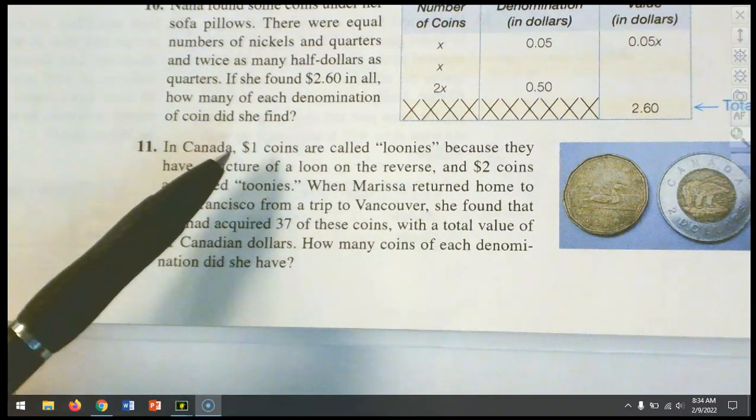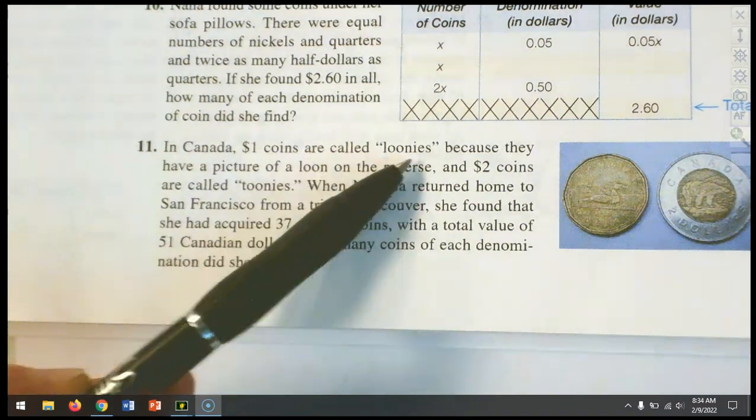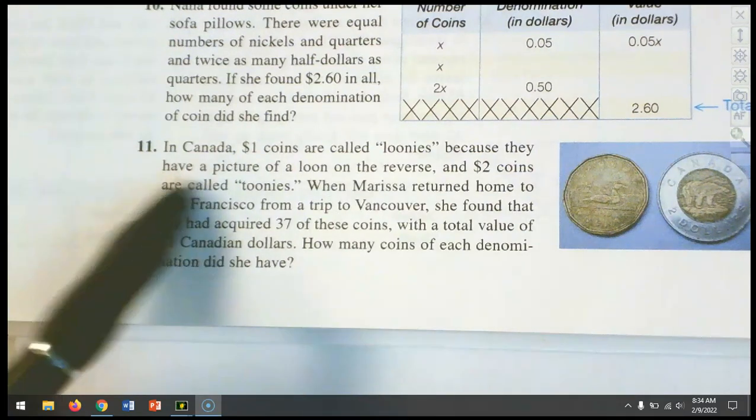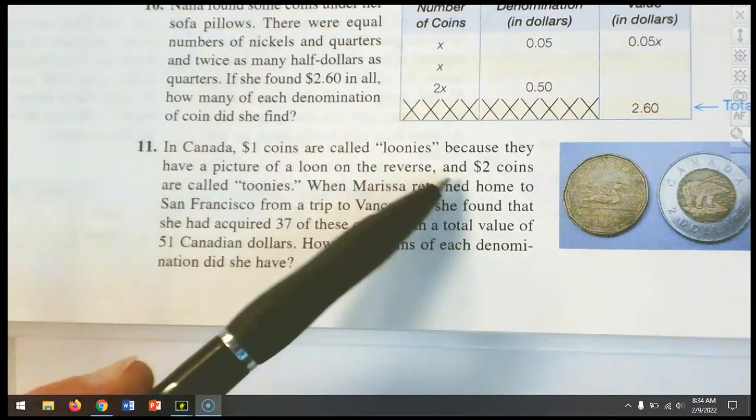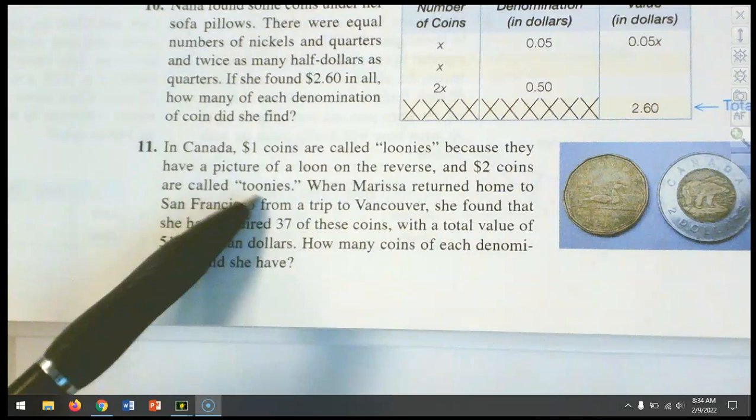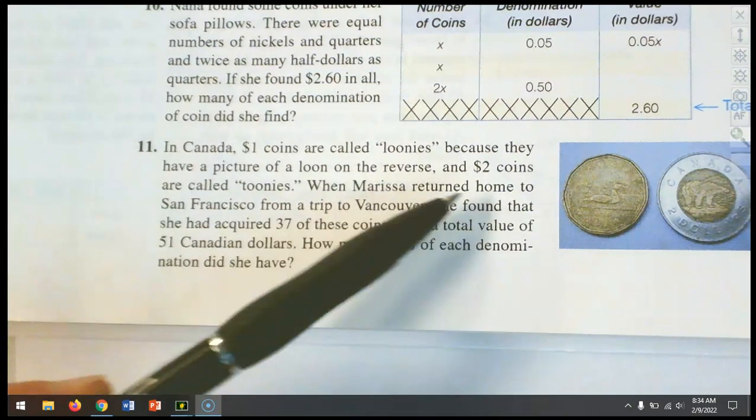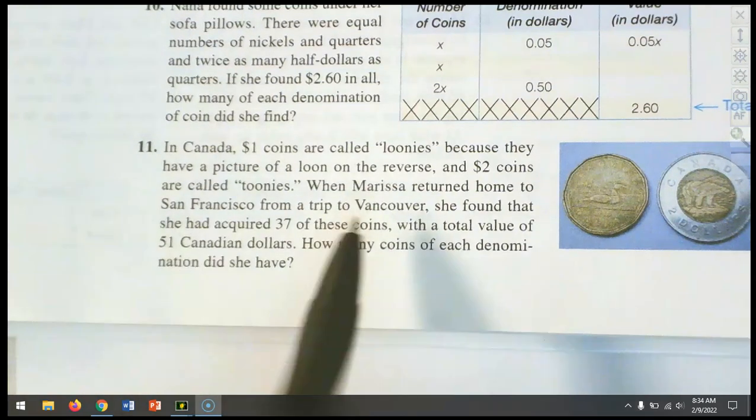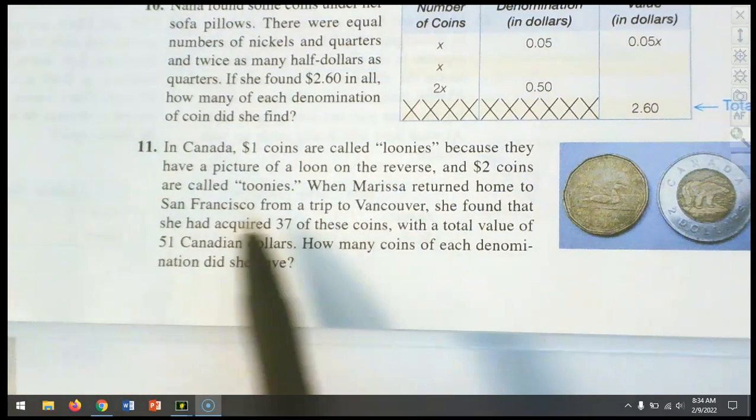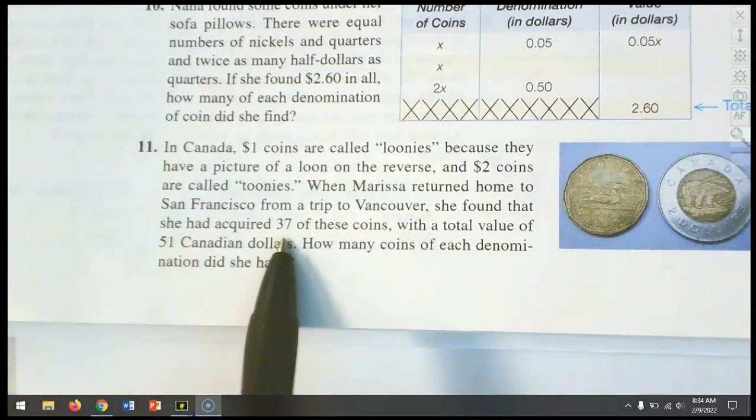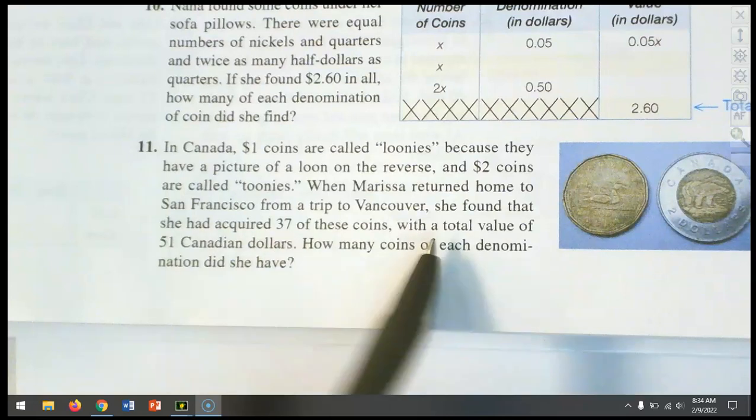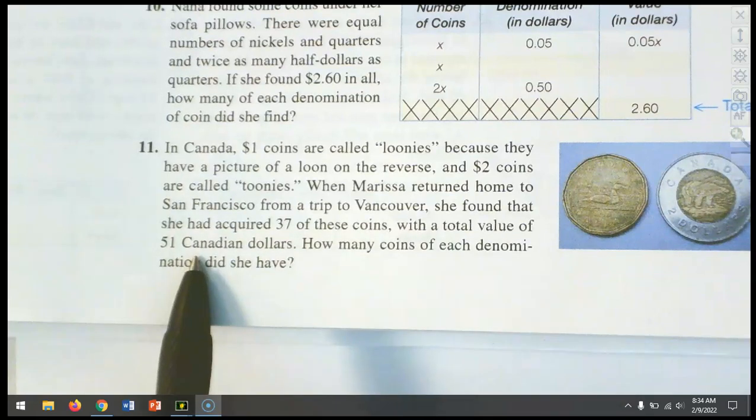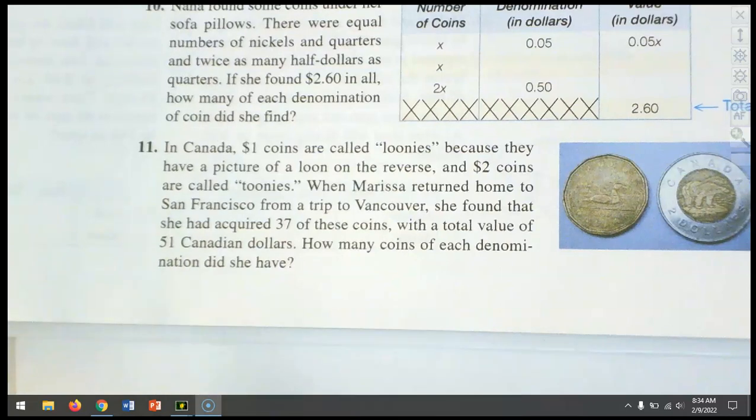In Canada, there are $1 coins called loonies, because they have a picture of a loon on the reverse, and $2 coins called toonies. When Marissa returned home to San Francisco from a trip to Vancouver, she found that she had acquired 37 of these coins, with a total value of 51 Canadian dollars. So how many coins of each denomination did she have?